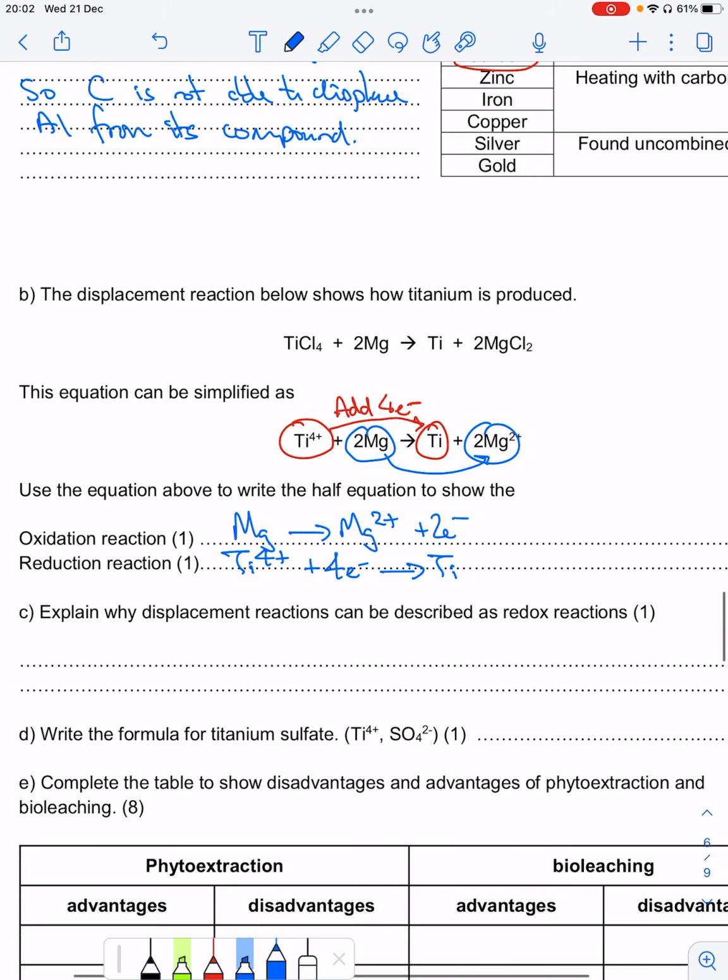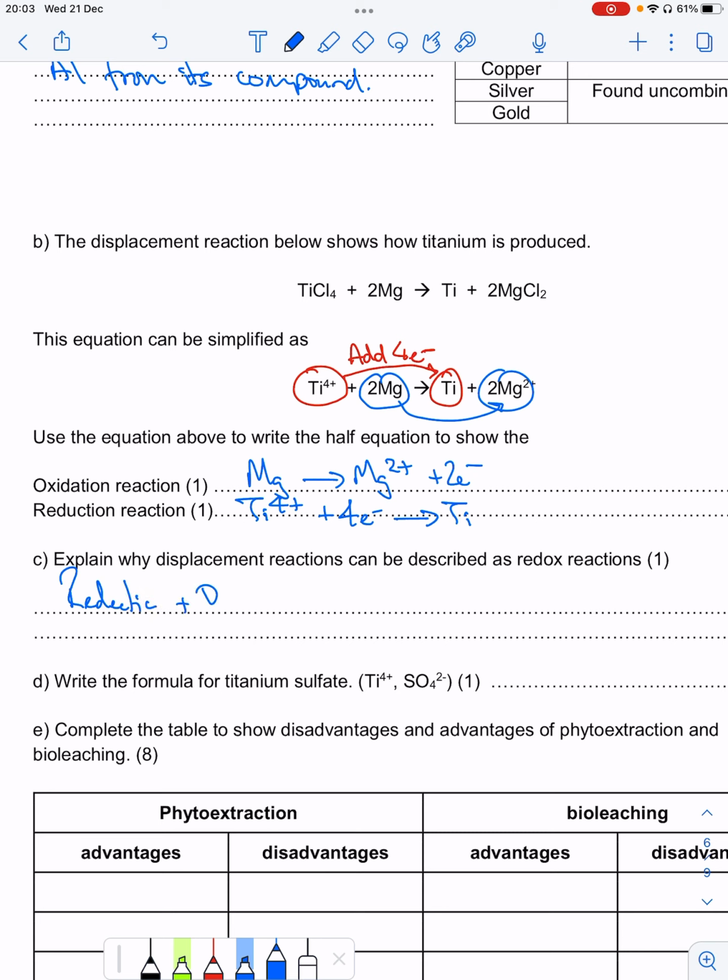Why are these described as redox? Well, redox is because you have got reduction and oxidation happening at the same time in a reaction. Okay, happening at the same time in a reaction. So one chemical is being oxidized whilst the other chemical is being reduced, as we just saw here. Titanium is being reduced and magnesium is being oxidized. Therefore, it's a redox reaction.